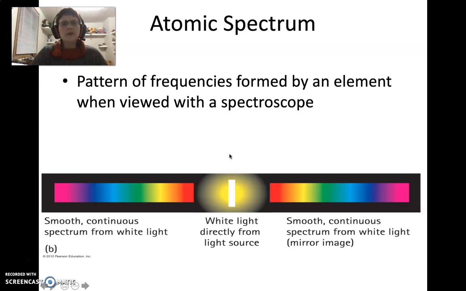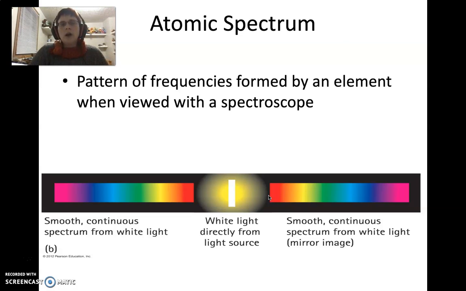Now, in a spectroscope, if you just look at white light, which is what we're seeing here, it's going to spread the light out. Since we're looking at white light, we're going to see all the different frequencies of the spectrum. This would be like looking at sunlight coming in or light off of a fluorescent bulb. You'd see all the different frequencies, red through violet, on both sides of this spectroscope.